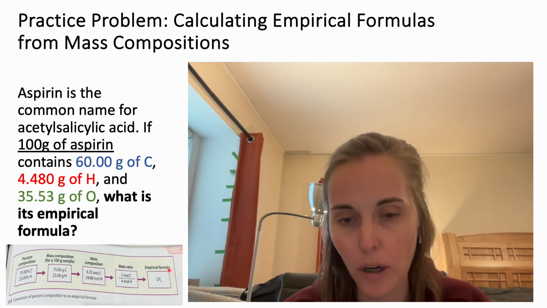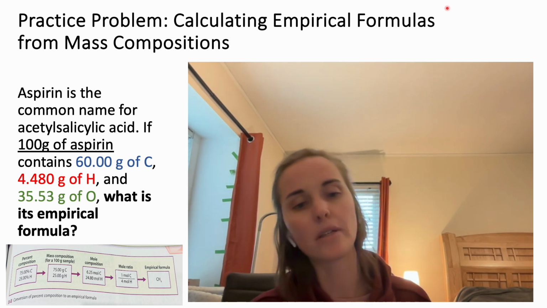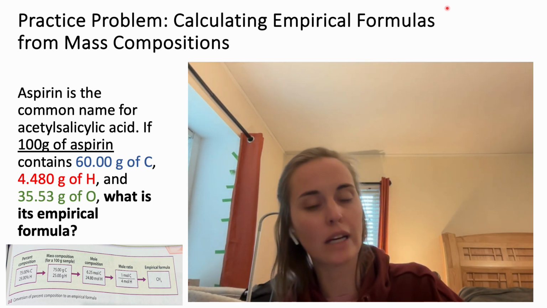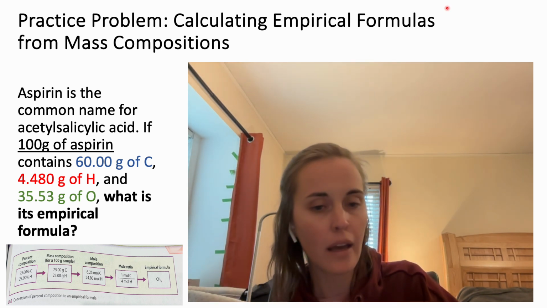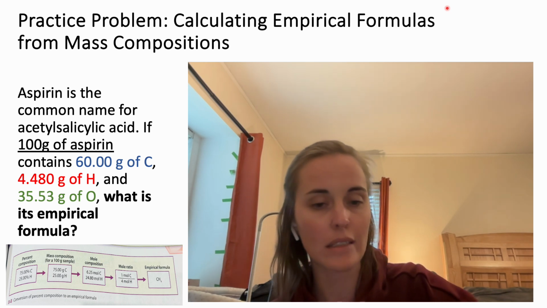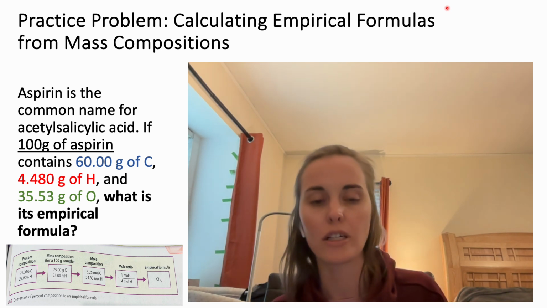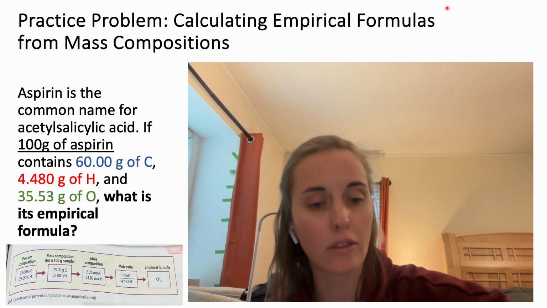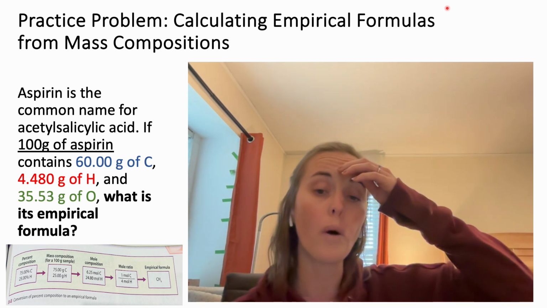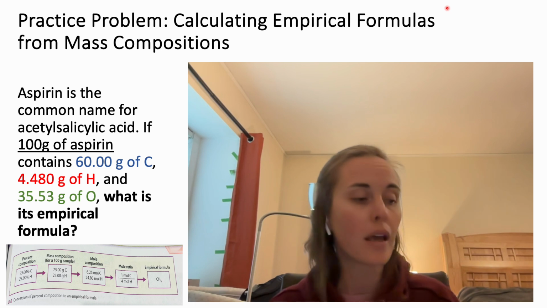Finally, it'll get us to our empirical formula. So aspirin is the common name for acetylsalicylic acid. If 100 grams of aspirin contains 60 grams of carbon, 4.480 grams of hydrogen, and 35.53 grams of oxygen, what is its empirical formula?